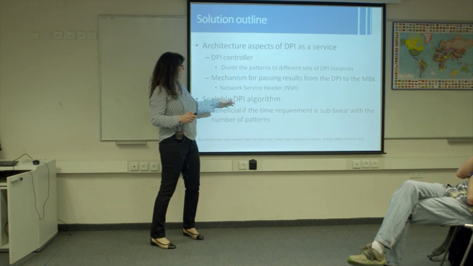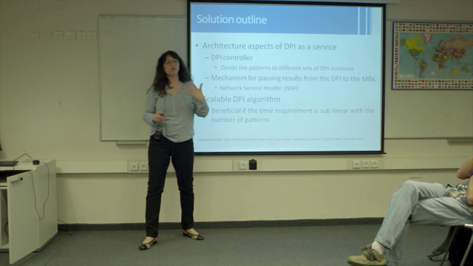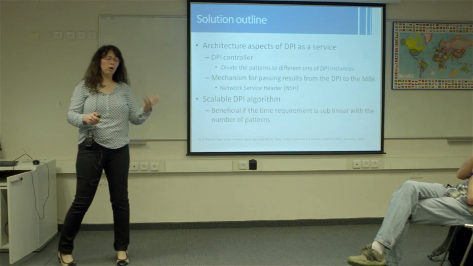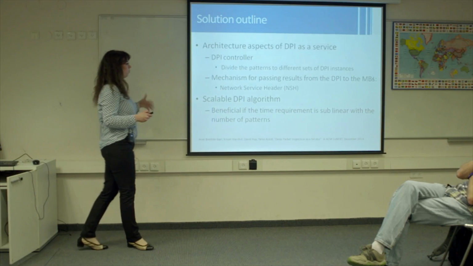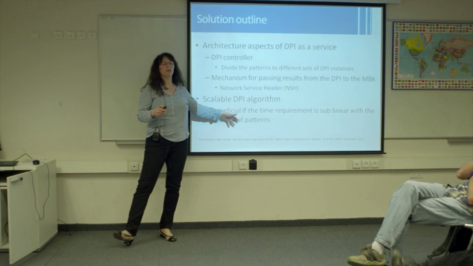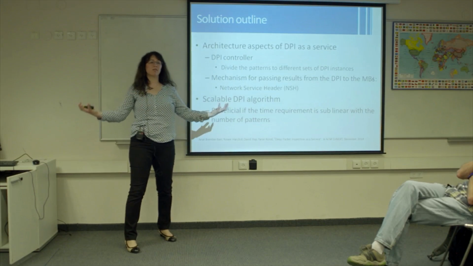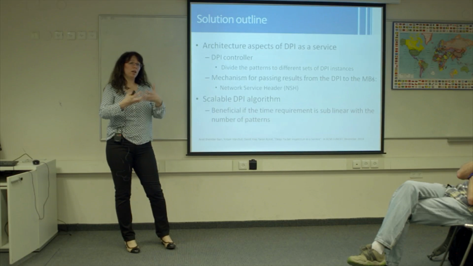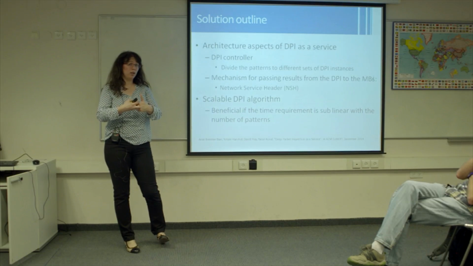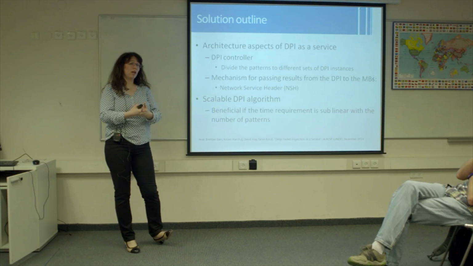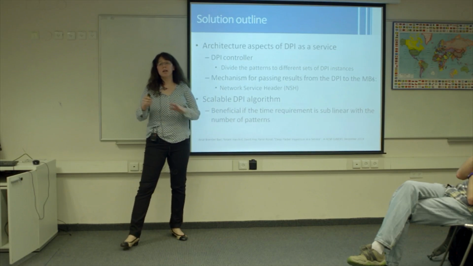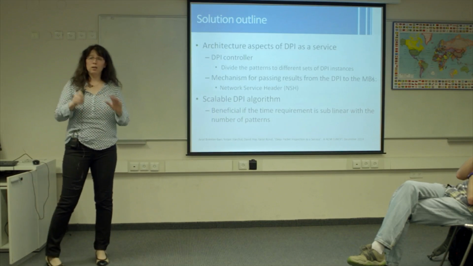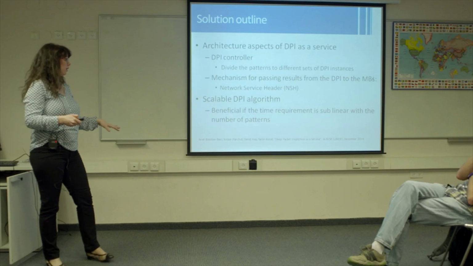And also we need a scalable DPI algorithm. Because I promised you that it will improve performance, it can improve performance only if the time requirement is sublinear with the number of patterns. Since the DPI instance takes several pattern sets and combines them together, you can enjoy this only if the algorithm is sublinear with the number of patterns. And in reality, in many implementations, this is the case.